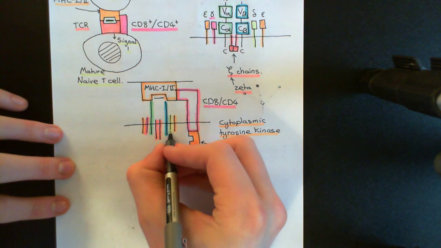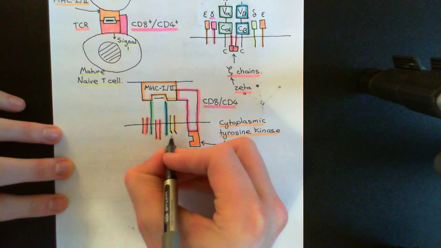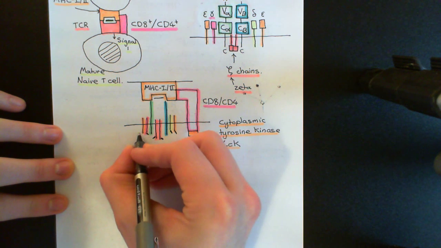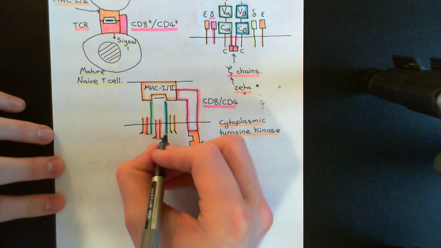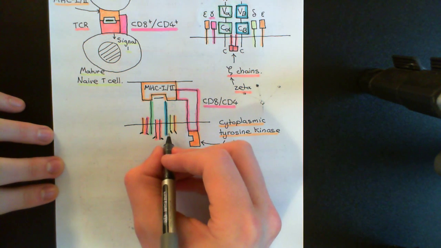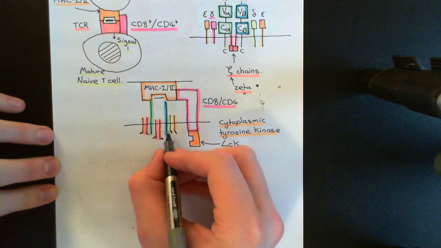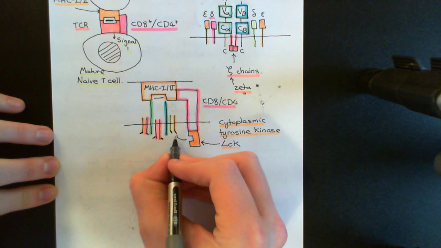Okay, so let me draw this now. So I'll just show these as little lines. So these little lines that I'm now adding on to the cytoplasmic aspect of my CD3 proteins here, these are representing tyrosine residues that are in the cytoplasmic portion of the protein. And now that LCK has been brought so close to these tyrosine residues, what it's actually going to do is phosphorylate them.